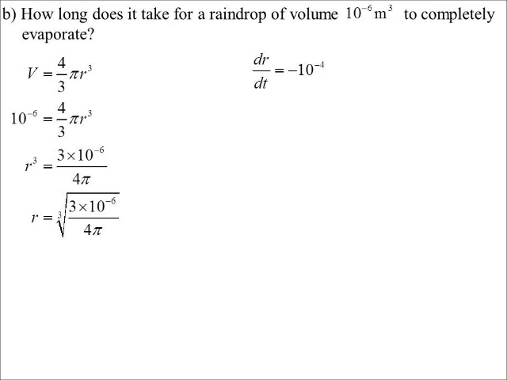So volume is 4/3 pi r cubed. We know the volume is 10 to the negative 6. So the radius turns out to be the cube root of 3 times 10 to the negative 6 over 4 pi. I'm not going to bother to get a calculation for that. We'll just leave it as an exact value. As I say, scientists are lovely going, oh no, we can't deal with it. That's good enough for us.